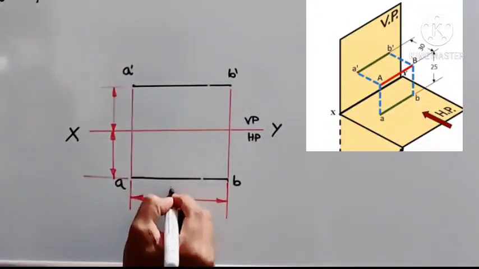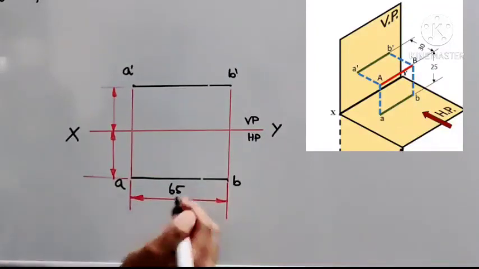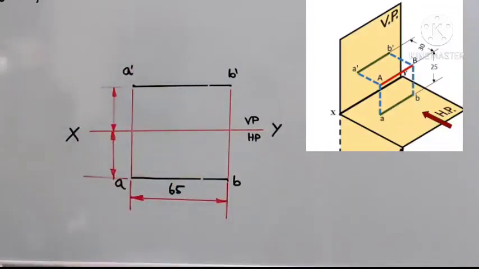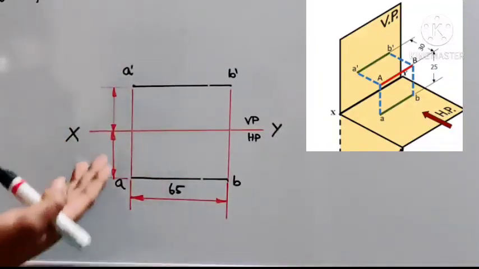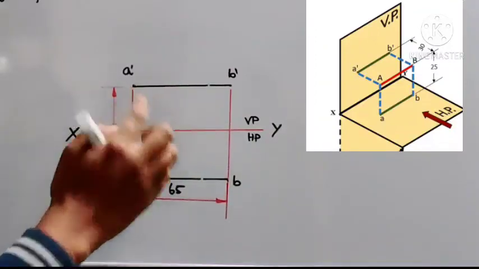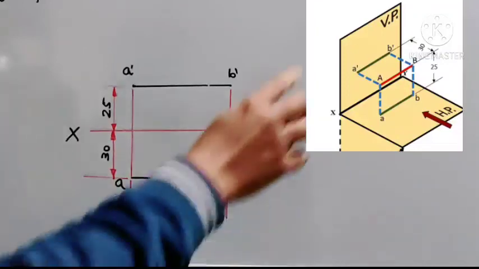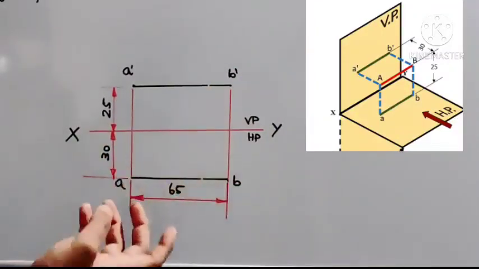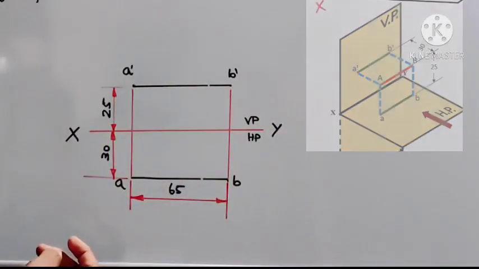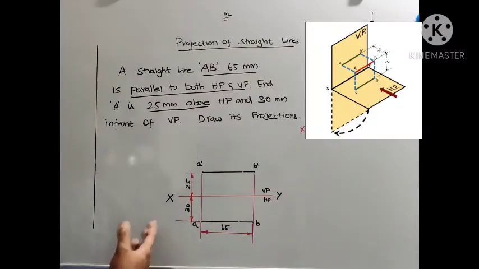So this is 65. Both are 65, so you can show the dimension either in the front view or top view. It's not required to show it in both the front view and top view because both are of true length. So you have highlighted this with the projector. So the pictorial representation has been converted into an orthographic projection using the first angle method.